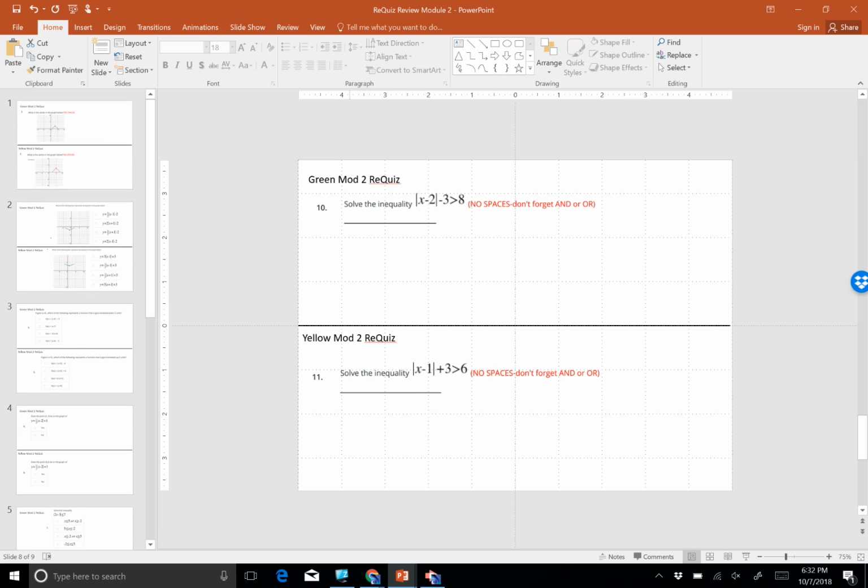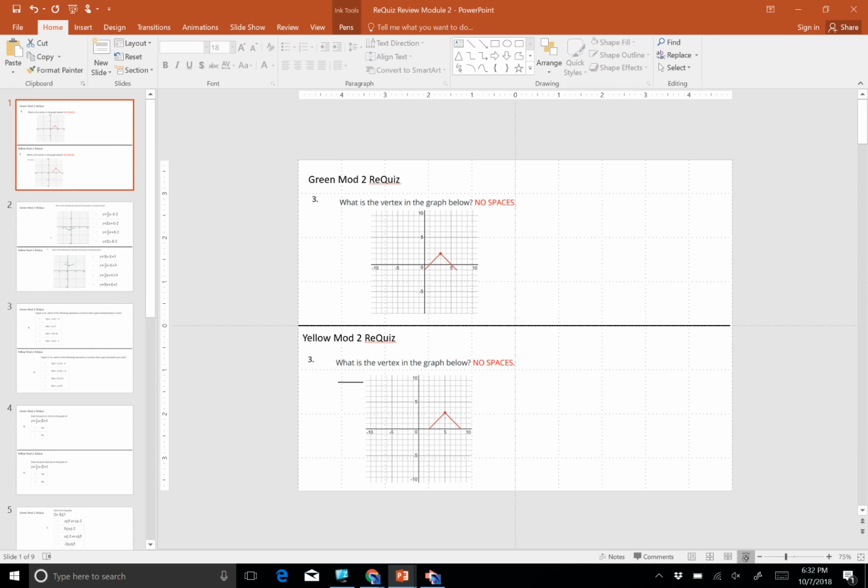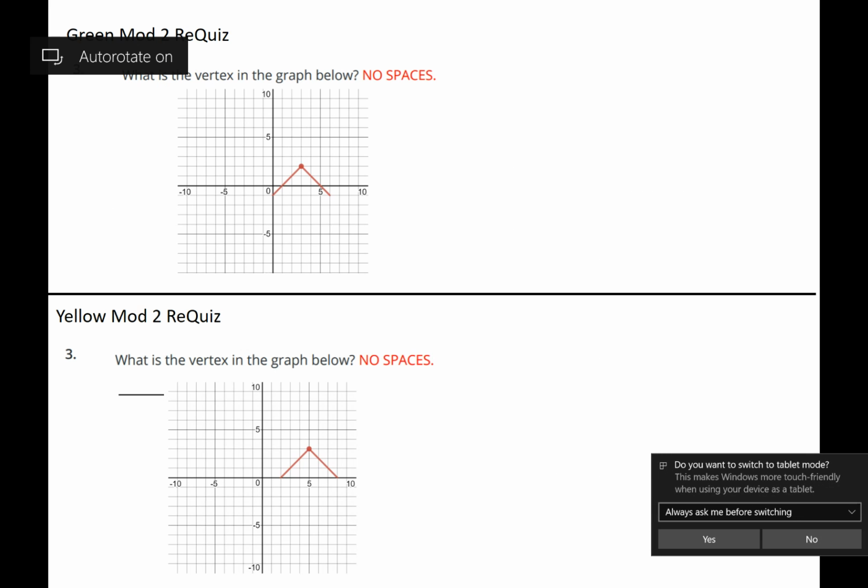So this video is going to go over the Module 2 ReQuiz questions, and I'm going to do both the yellow and the green at the same time here. Okay, so some of the questions are going to be out of order for probably the yellow test.